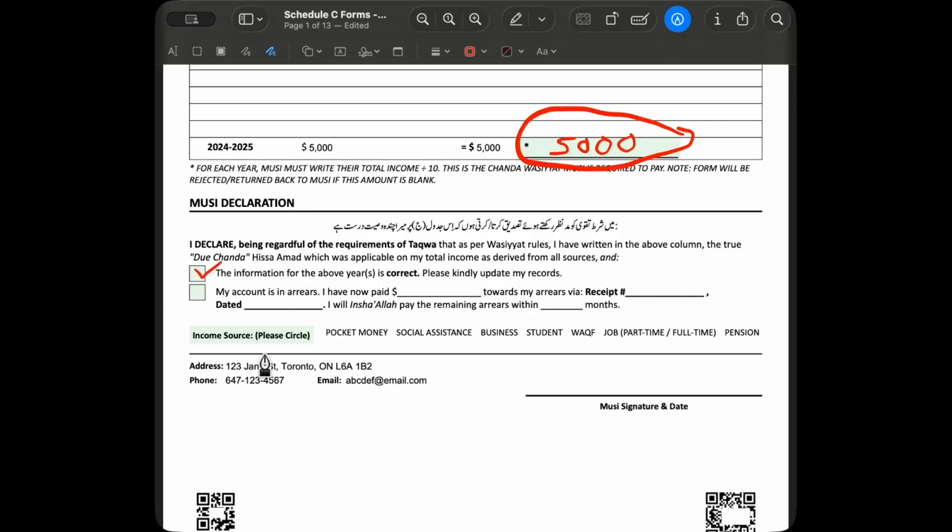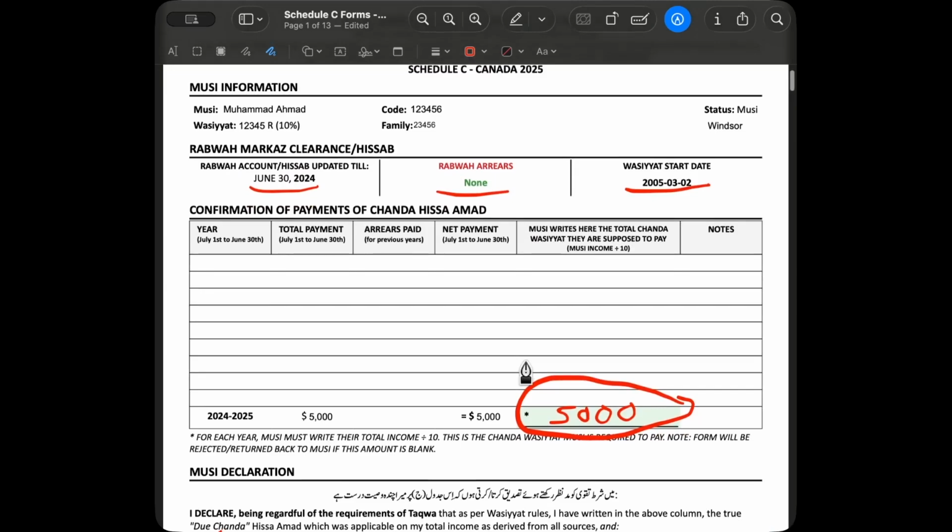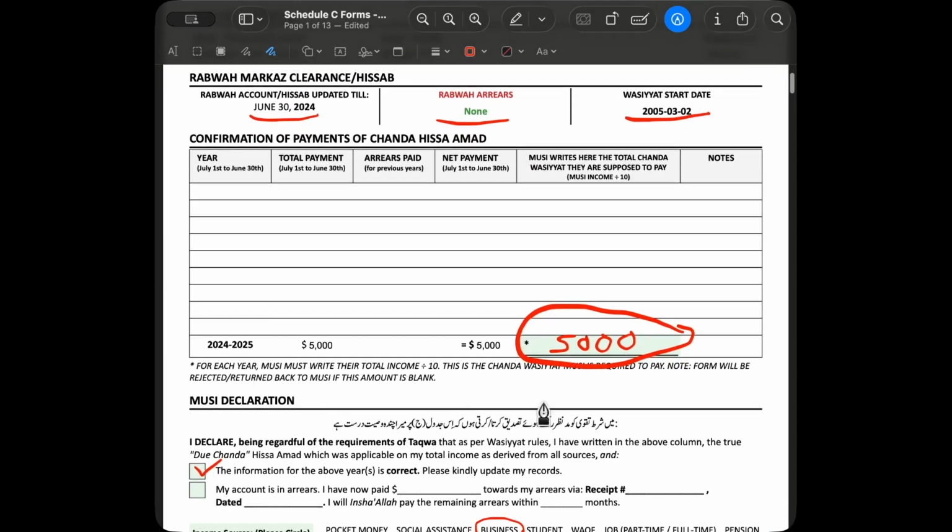Like this. For the income source, if he had a business, then he will just circle business here. And then he will just check his address and phone number and email if that is correct as well. And here the Musi will sign his name and write the dates. So this form is now complete. This is the simplest form. Basically, for 1 year, the declaration has been made that this is what he was supposed to pay.